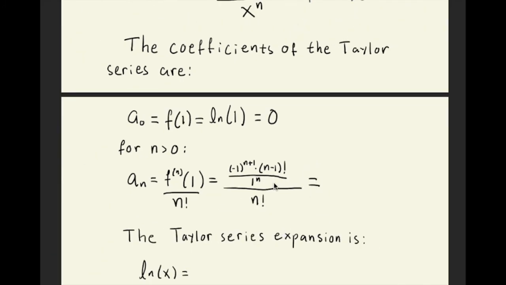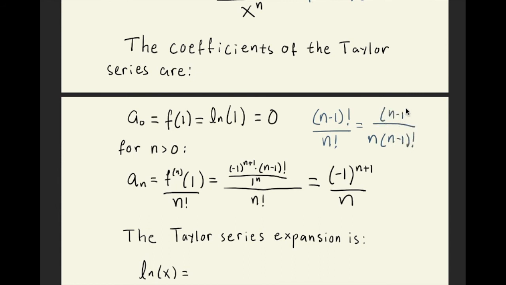Okay, so what do we have here? We have the negative 1 to the n plus 1. And n minus 1 factorial divided by n factorial is just 1 over n, right? That's because n factorial is n times n minus 1 factorial, so these things cancel. You get a 1 over n. That's where that comes from.